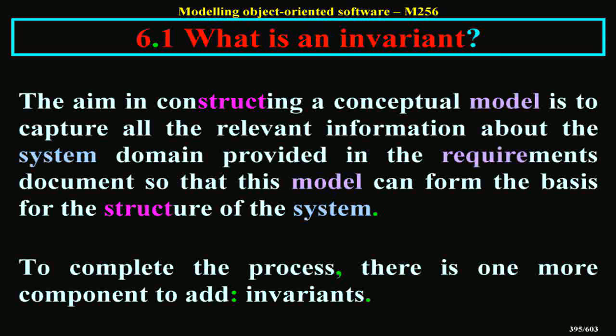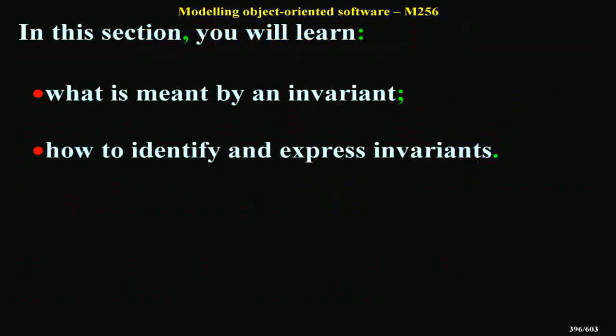Invariants. 6.1. What is an invariant? The aim in constructing a conceptual model is to capture all the relevant information about the system domain provided in the requirements document so that this model can form the basis for the structure of the system. To complete the process, there is one more component to add. Invariants. In this section, you will learn what is meant by an invariant, and how to identify and express invariants.